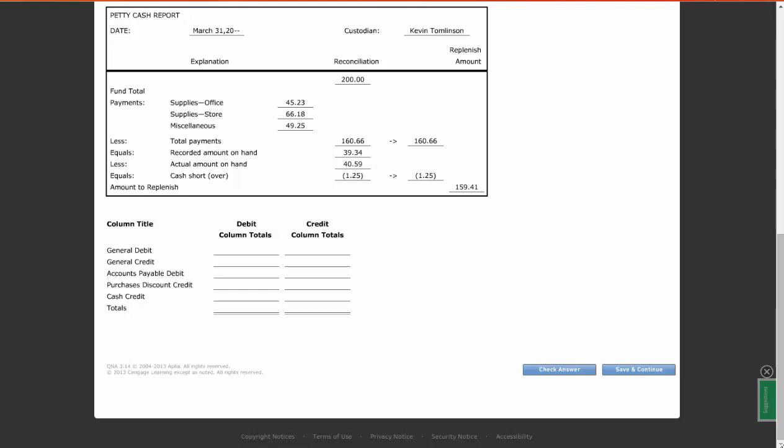General credit. Nope, that's the only spot that you're going to have the $1.25. How much is your check issued for? Your cash credit should be $159.41.